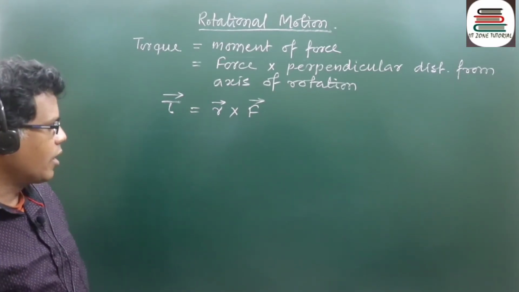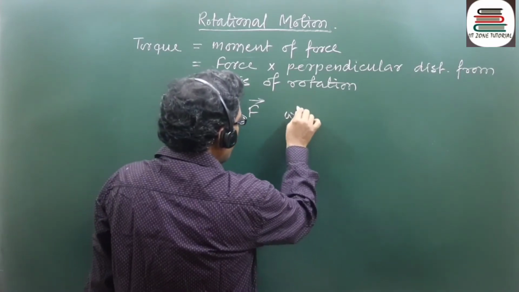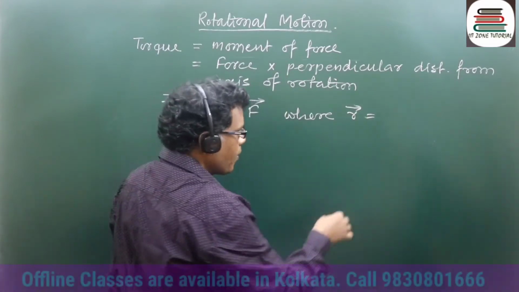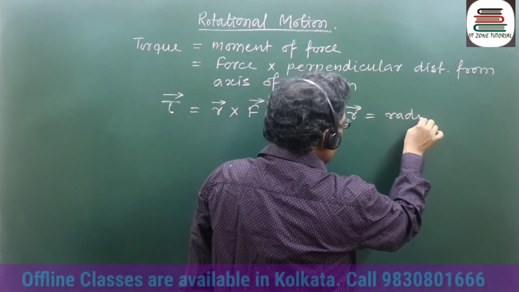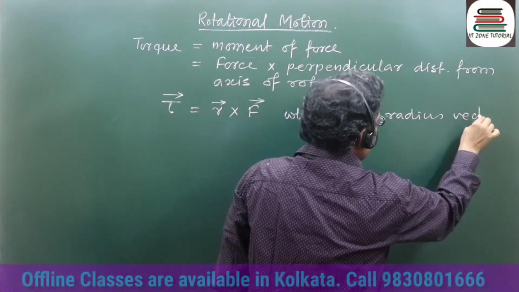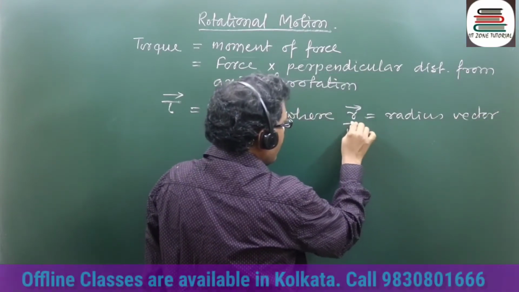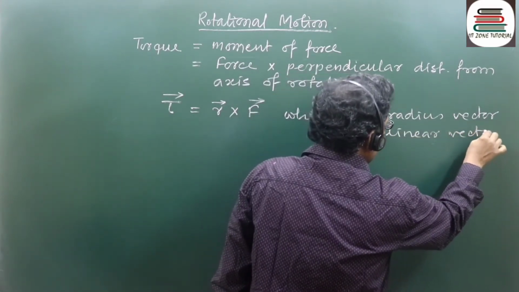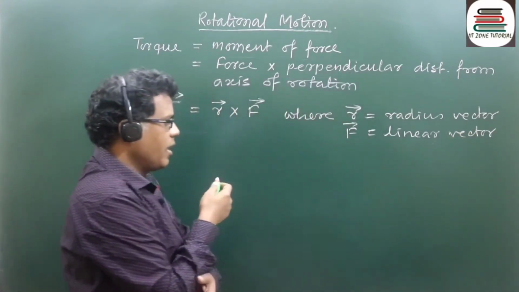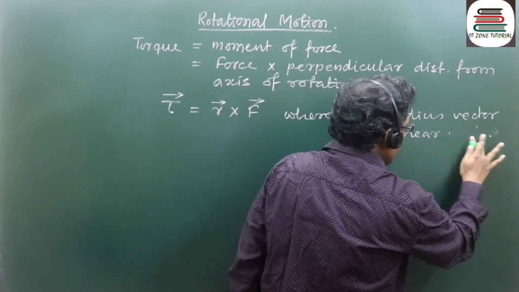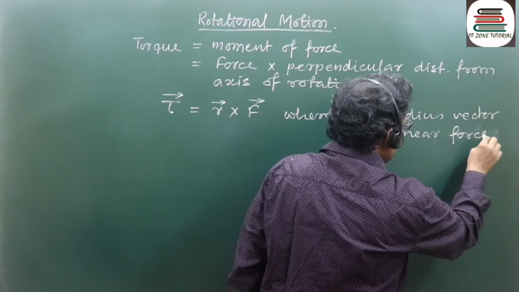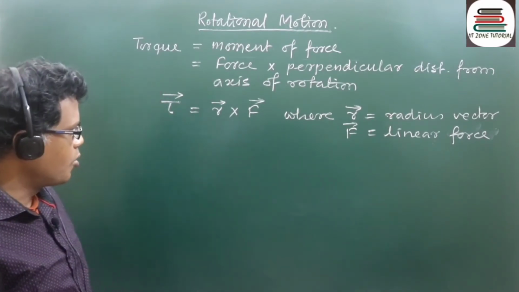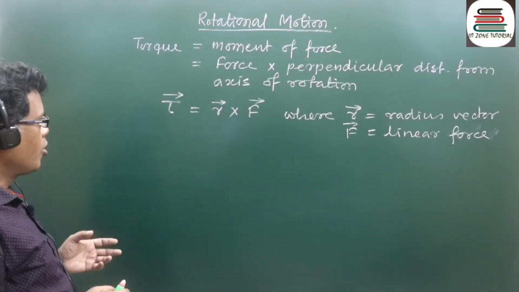When we write it using the cross product, vector r is the radius vector, and F is of course the linear force, a linear vector. So the cross product of the radius vector and the linear force is said to be torque.